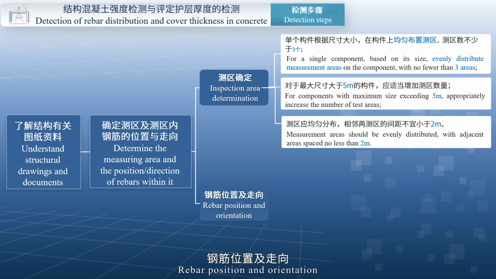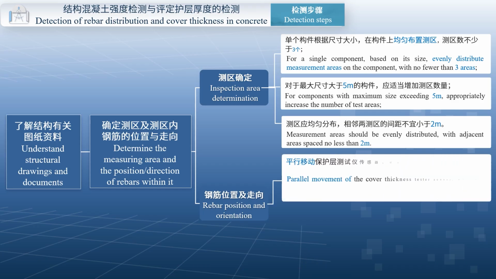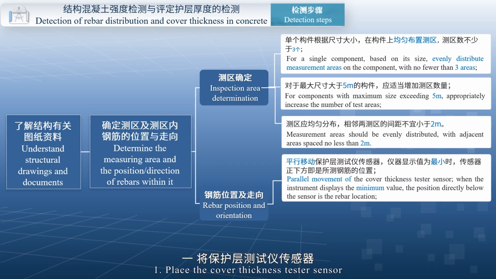Rebar position and orientation are determined according to the following steps. First, place the cover thickness tester sensor and move it parallel on the component surface. When the instrument displays the minimum value directly below the sensor, that is the position of the measured rebar.